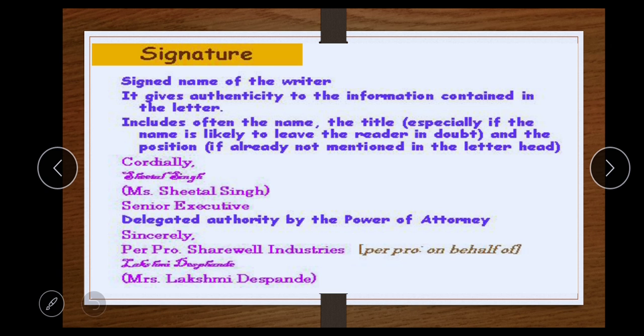The signature, the signed name of the writer. Obviously when you end the letter, you mention your signature, and this is the format given here. You may get the idea instantly. The signature, then the name of the person at the end. And here the designation is given, such as senior executive, or delegated authority by power of attorney, in this way.